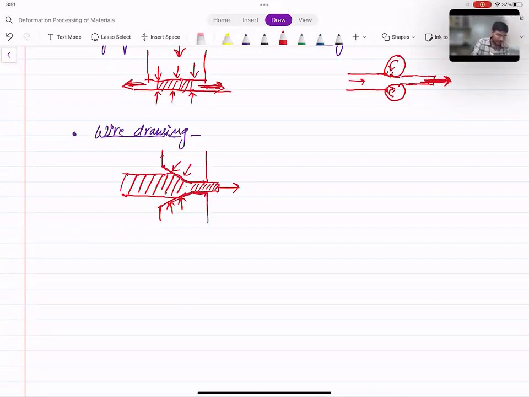Okay, so you can clearly see that application of this tensile stress leads to compressive stresses over here, which leads to the final deformation into this workpiece, and we get wire type of final or finished product. So this is wire drawing. Another process which is similar in nature and is of indirect compression type is extrusion.